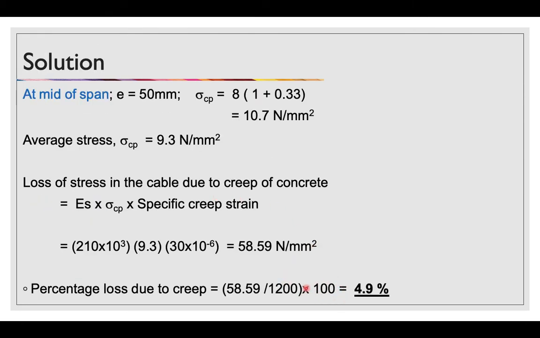Then multiply this with 100, so we can see that the percentage of loss is 4.9%. If you still remember when we talked about the calculation which considers the pre-stressing force, when we are considering the value of K, whereas when we consider the pre-stress loss, we are referring to the percentage of losses. So as you can see here, this is one example of the calculation of a loss percentage, and this is due to the creep.